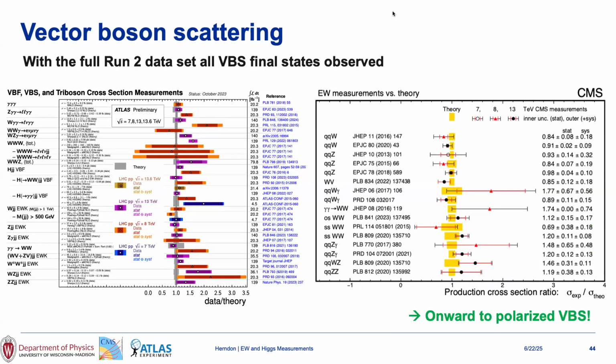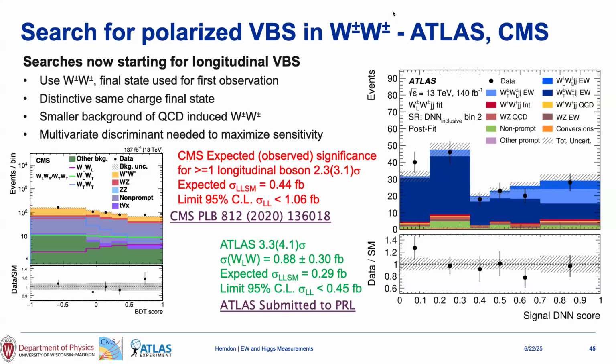Also, you'd like to measure polarization, because if there was new physics there, if it's new physics coming from scalar bosons, you would expect maybe an excess in longitudinally polarized vector bosons here. If it's from instead some new Z boson or a W boson, a Z prime or a W prime, you might expect more transversely polarized vector bosons.